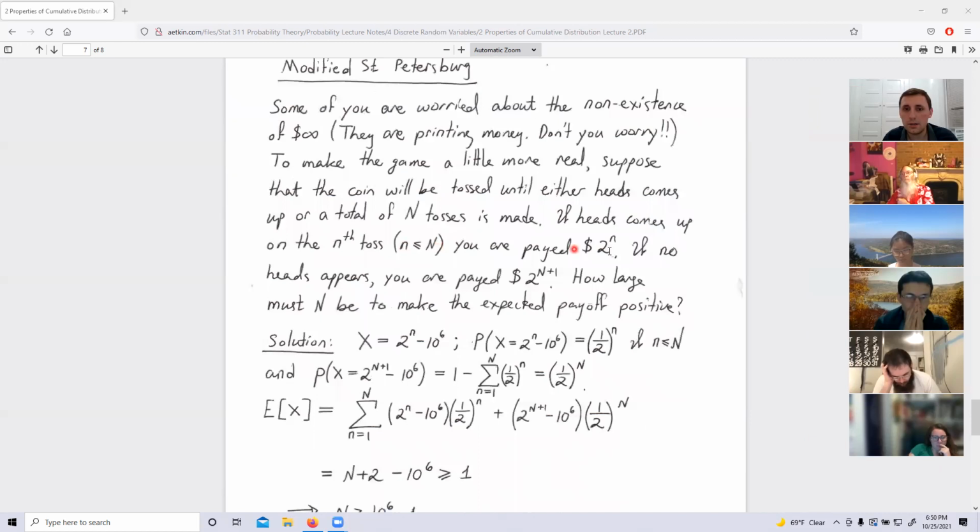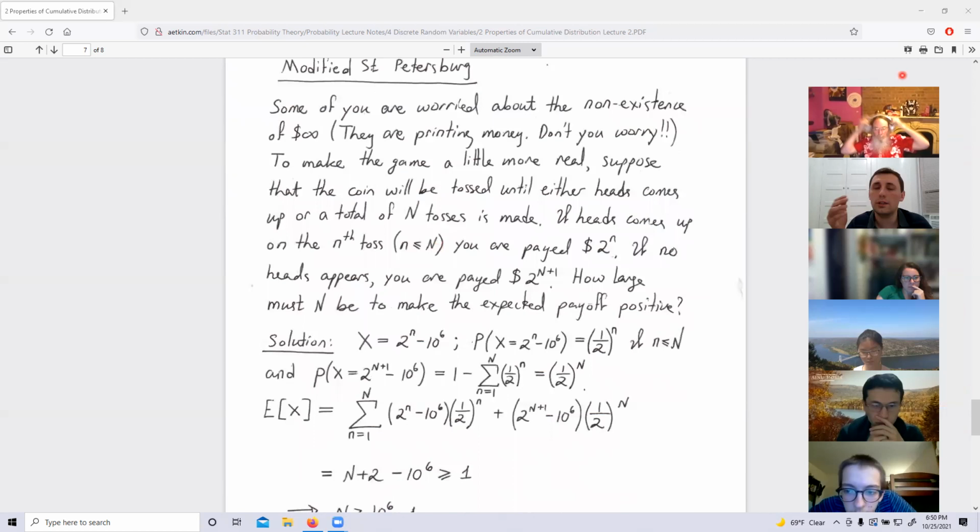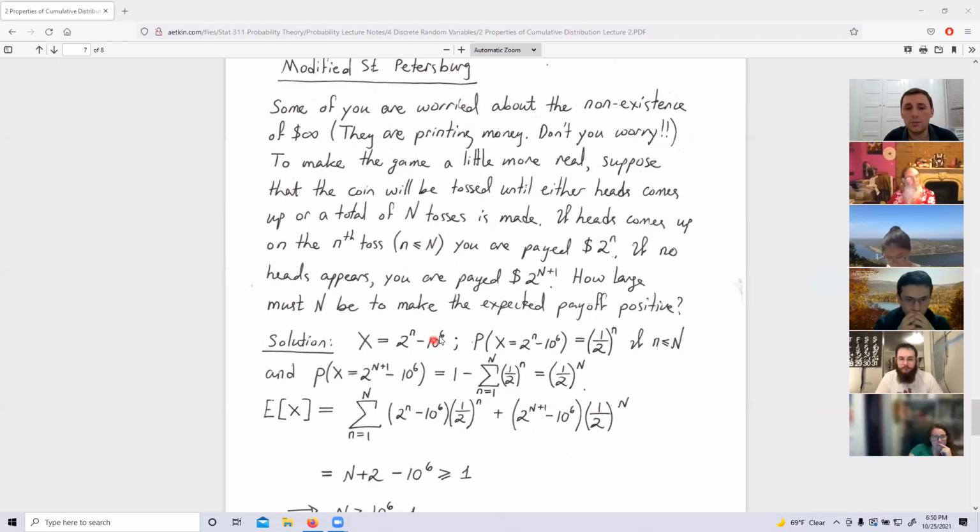Yes. So this is how much you win, so it doesn't grow forever. If, let's say, capital N is 10, after 10 tosses I'm not waiting anymore. I will just give you 2 to the power of 11 dollars, and we'll stop the game. What are you going to gain from that game? Would you pay $1 million?